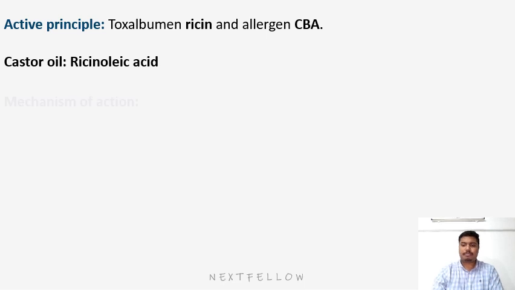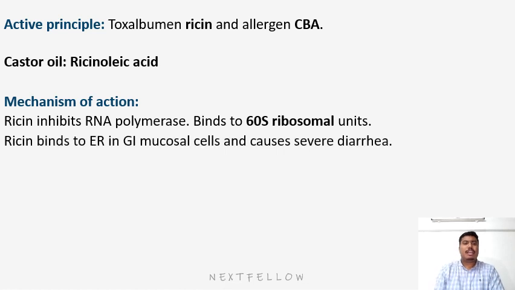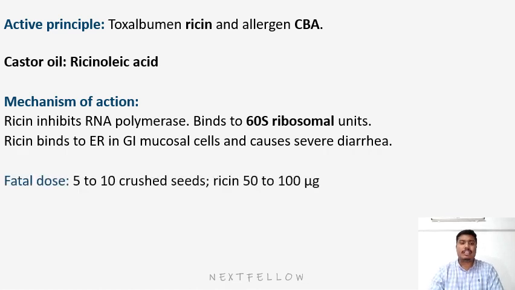Now, the mechanism of action. It inhibits RNA polymerase and binds to 60S ribosomal units. Ricin binds to the endoplasmic reticulum in gastrointestinal mucosa cells and causes severe diarrhea. It is 6,000 times more potent than cyanide poison. The fatal dose is 5 to 10 crushed seeds, or in the form of ricin, 50 to 100 microgram.